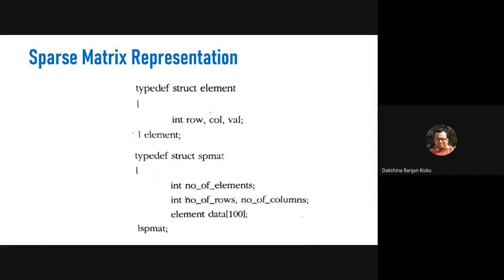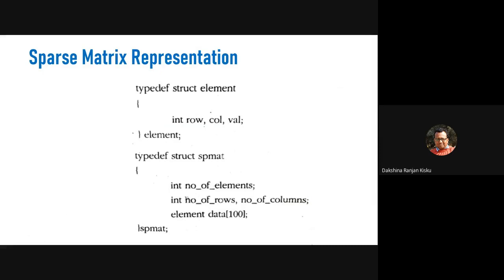Okay, now we can represent the sparse matrix using the second structure definition, where we use typedef struct spmat. So spmat is the structure type here. We write typedef struct spmat, and there are four members in this structure. The first member is the number of elements. The number of elements is type int, and number of rows and number of columns are also type int, and then we can write the element data[100].